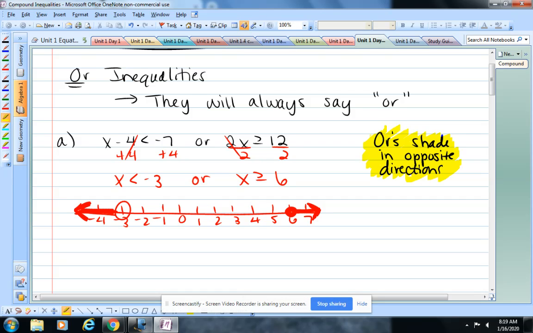So we still have to do interval notation for an or.